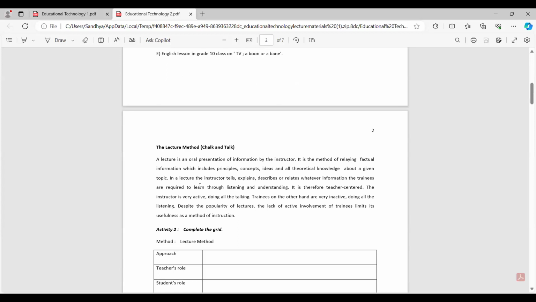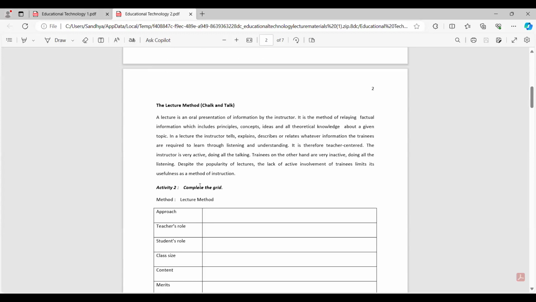Right. Now we take the first method, the lecture method. Okay? We know the lecture method; we refer to it as the chalk and talk method. Another term for lecture method is what?